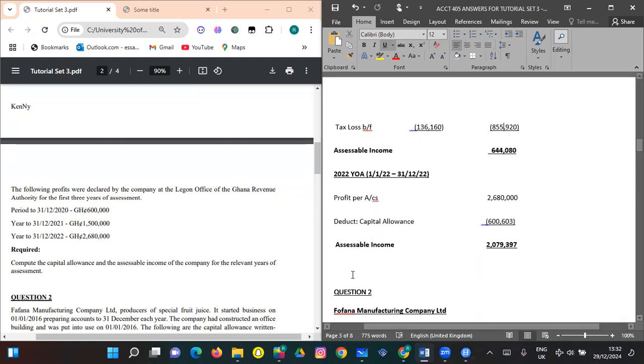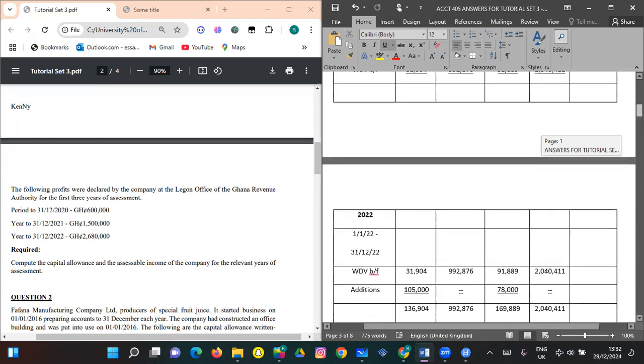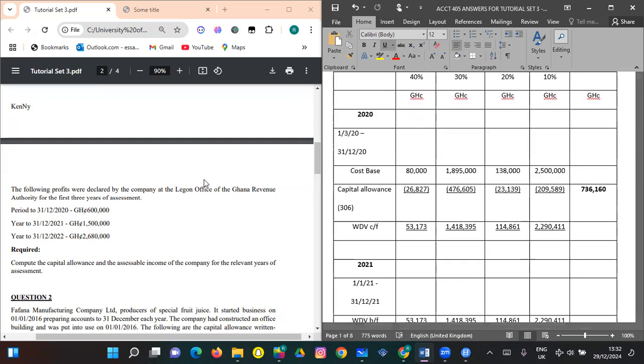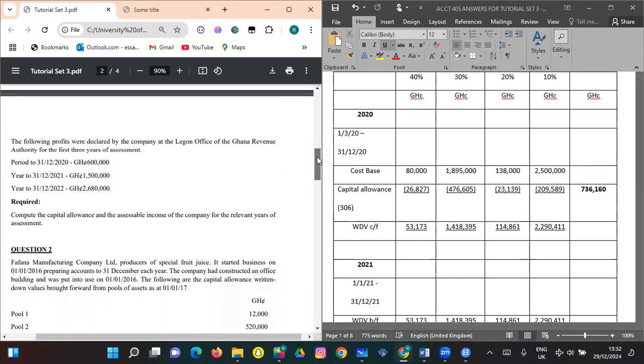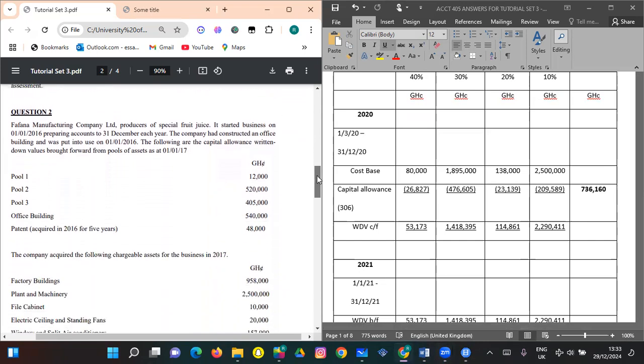2,680,000, right? So we bring our capital allowance, then we deduct it, then we get our assessable income. So simple and straightforward, right? In case you didn't get anything, you can leave a comment, and let me come and explain further. So basically, this is it for question one. Let's quickly move on to question two.